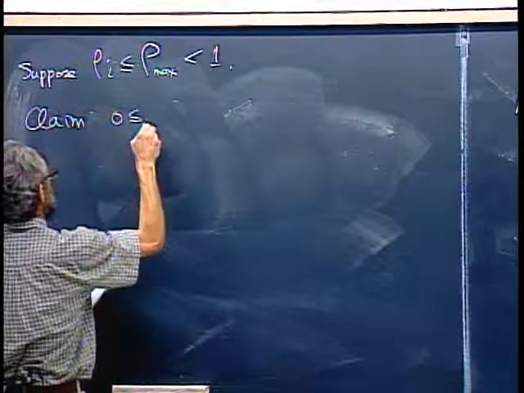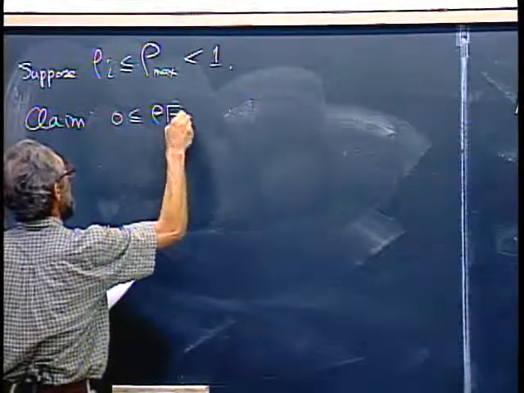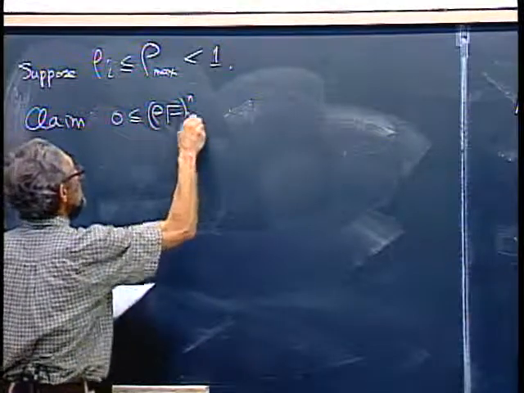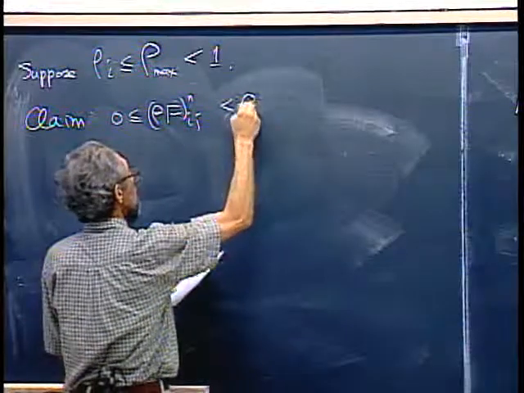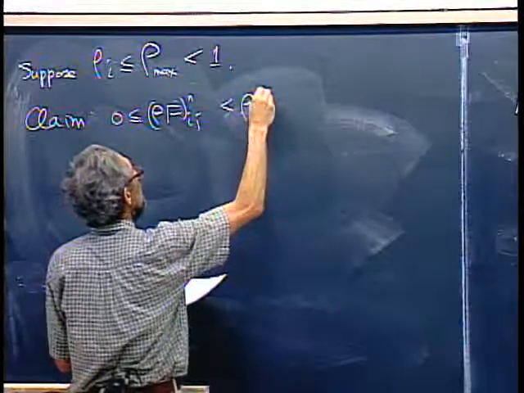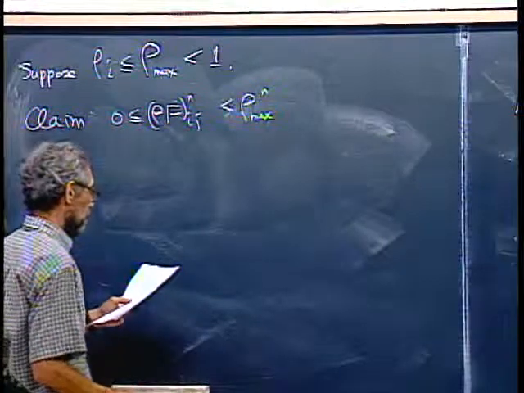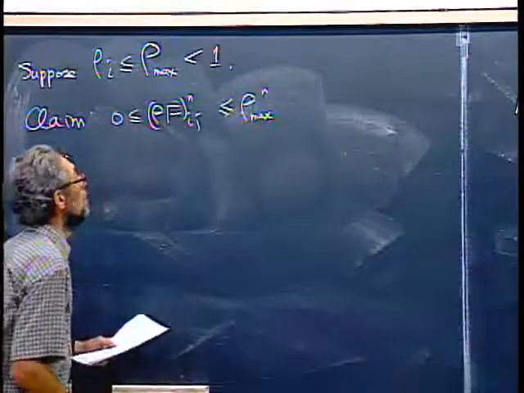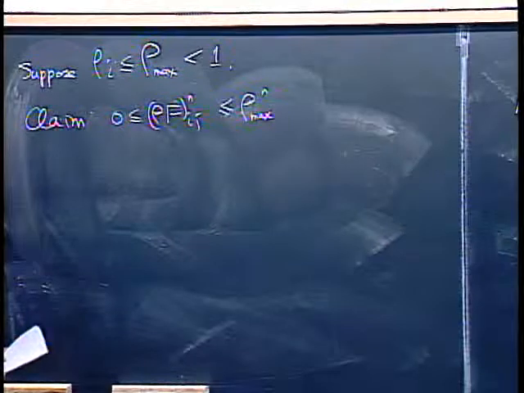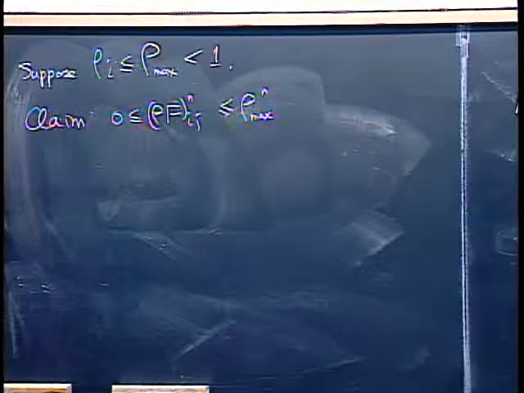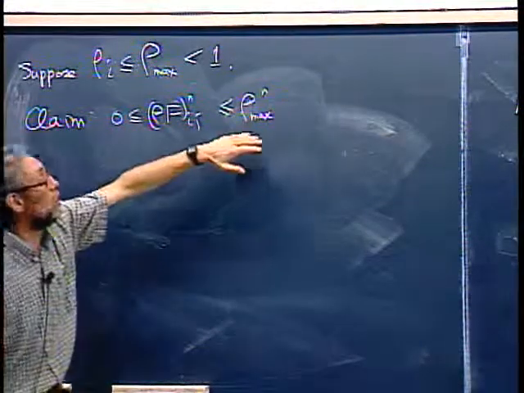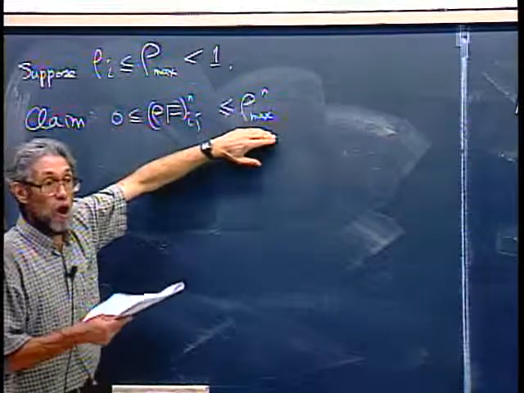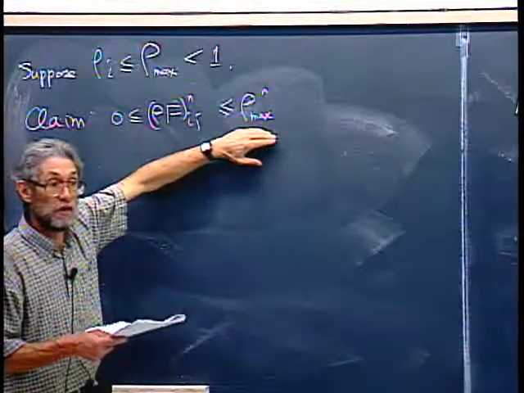That 0 is less than or equal to rho f to the n. Any entry of rho f to the n is less than or equal to rho max to the n. If I can prove that, then I'll prove this series converges, right? Because every matrix entry of this infinite sum is going to be dominated by the corresponding power of rho max, and this is a convergent geometric series.